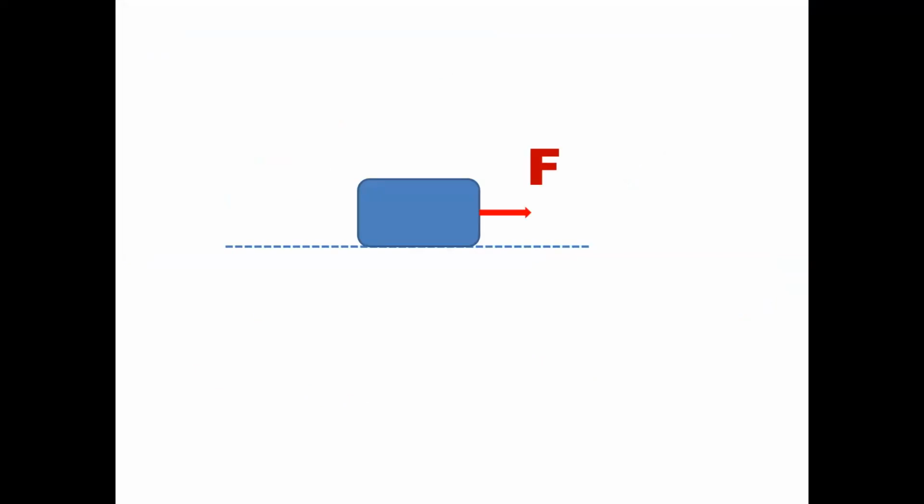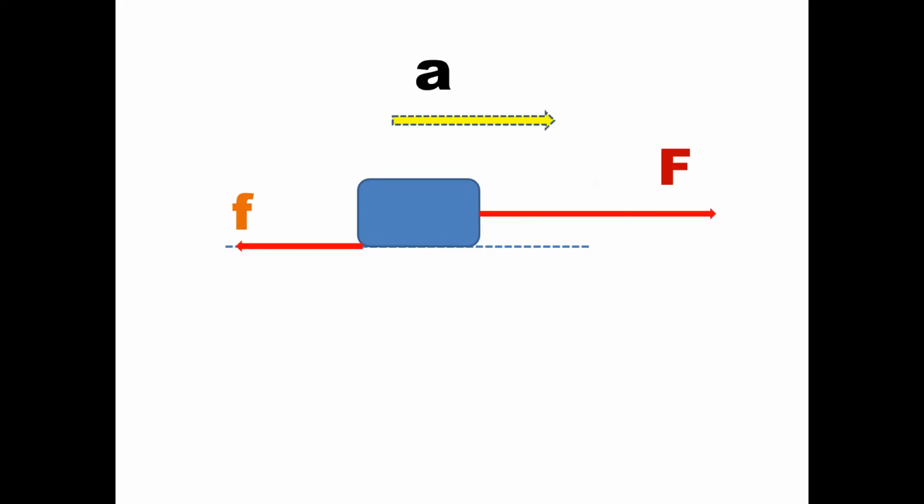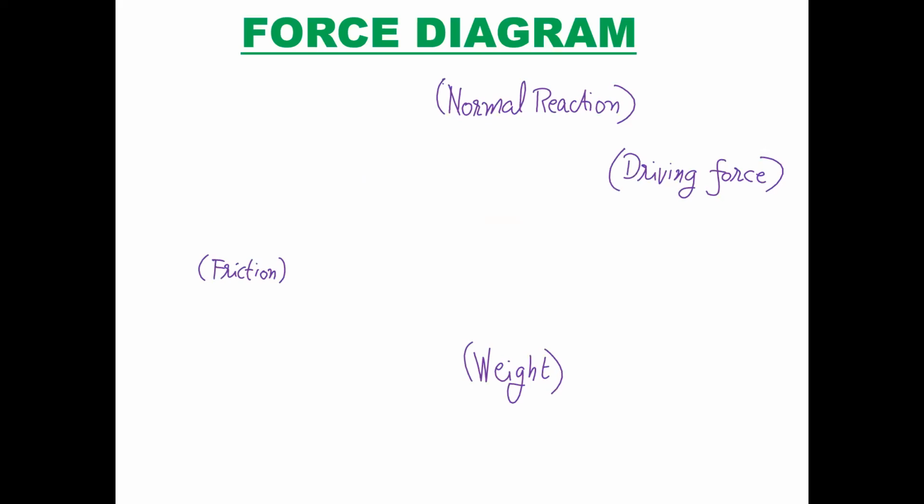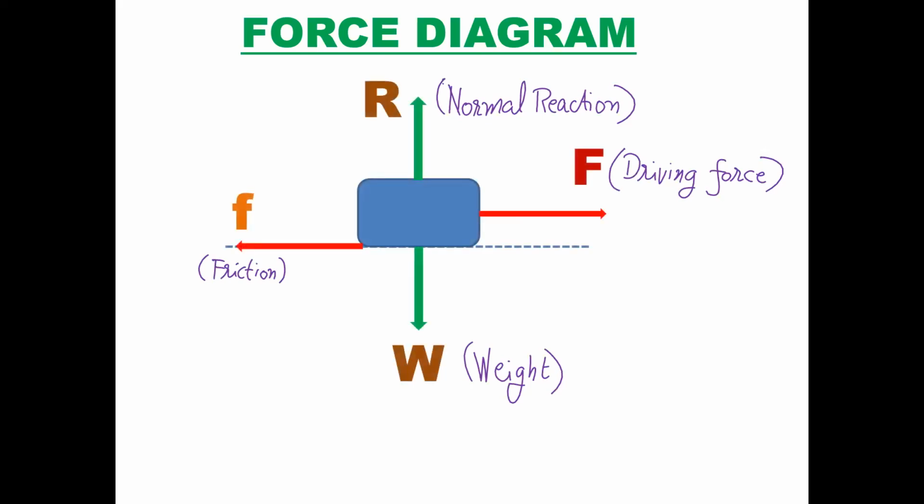So this is the driving force. You want to move this block. As soon as you apply the driving force, there will be a friction which opposes the driving force. Now the driving force increases, so friction also increases. But if you keep on increasing the driving force, the object will eventually begin to move, and the object will accelerate. On every object, when it is moving, there is a driving force, there is weight, there is friction, and there is a reaction force, a normal reaction force, which is upward.